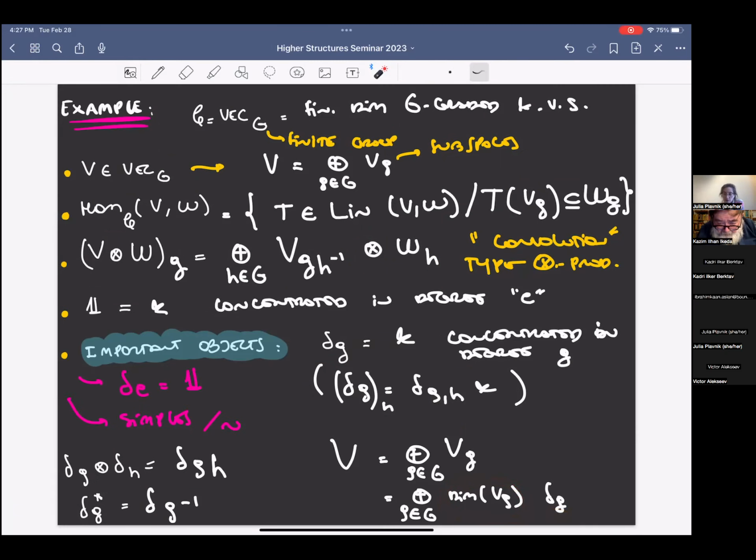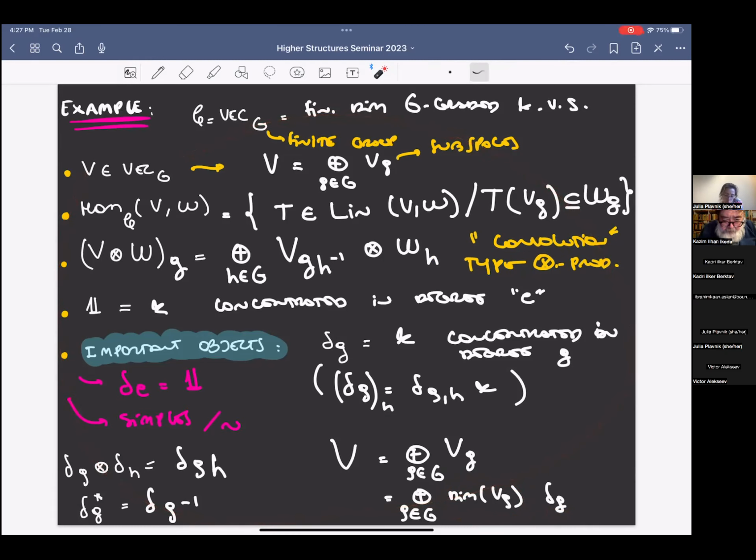Let me say one more thing. Now, if you give me any of these vector spaces, you can write it like this. And something that happens in regular vector spaces is that any vector space can be written as certain copies of the field, right? We're in finite dimension. In this case it will be something similar, but degree by degree. So we will have here dimension of V_G copies of delta G. So as you see, this category is semi-simple. How do you get it? In each degree, you put as many copies of this simple object as you need. So this is a nice example.